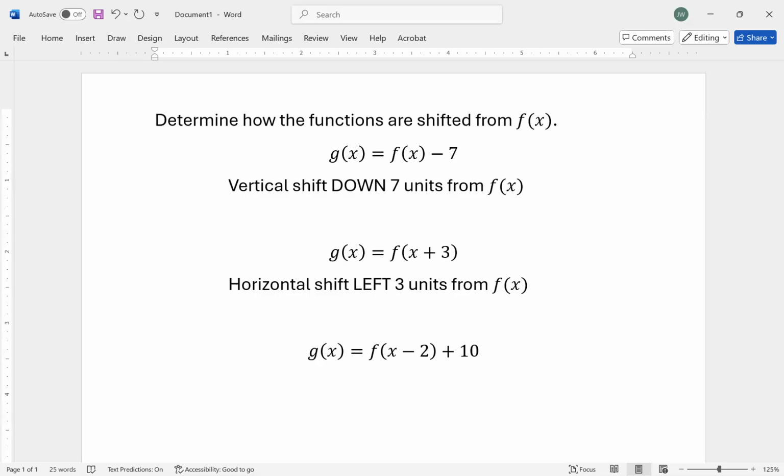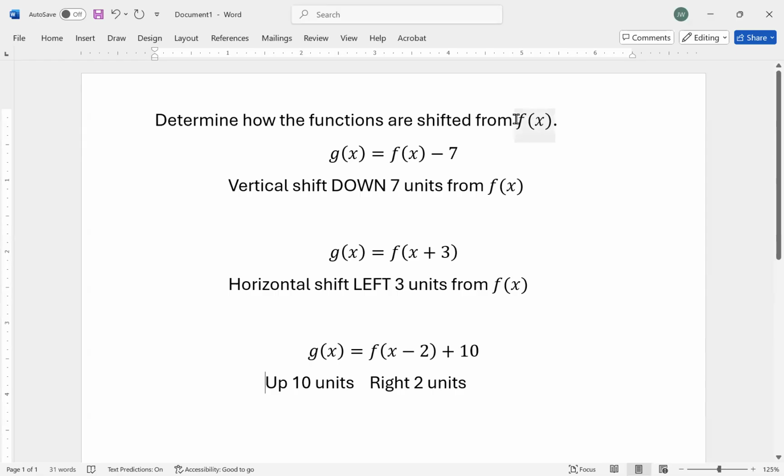And then like with g of x, we can combine, that's a vertical shift up 10 units along with a horizontal shift of right 2 units. So we're going up 10 units and right 2 units. I won't do any more than that. So there we go. Up 10, right 2.